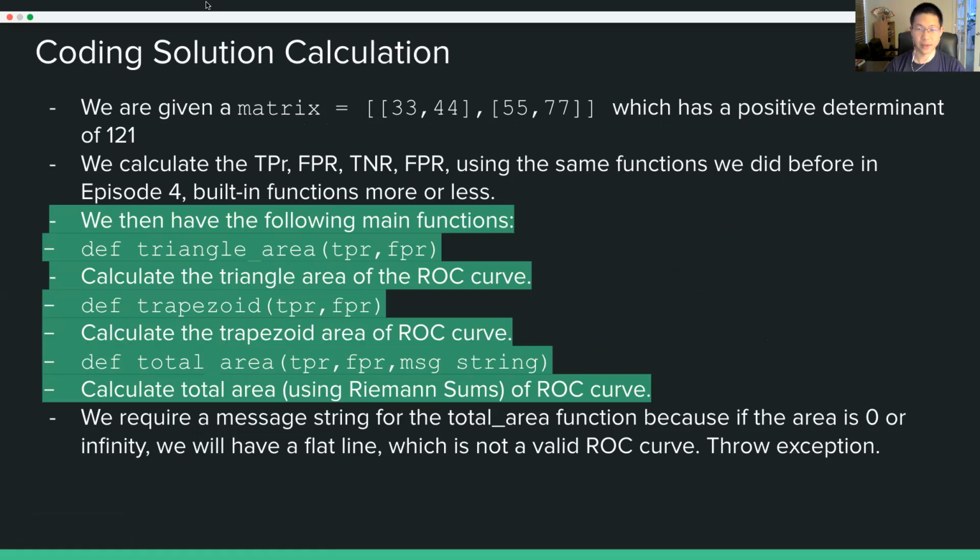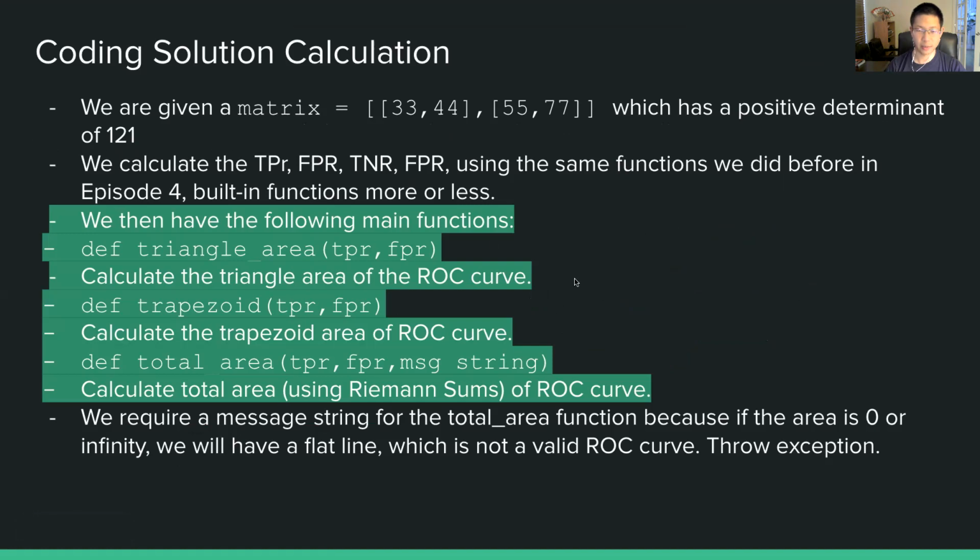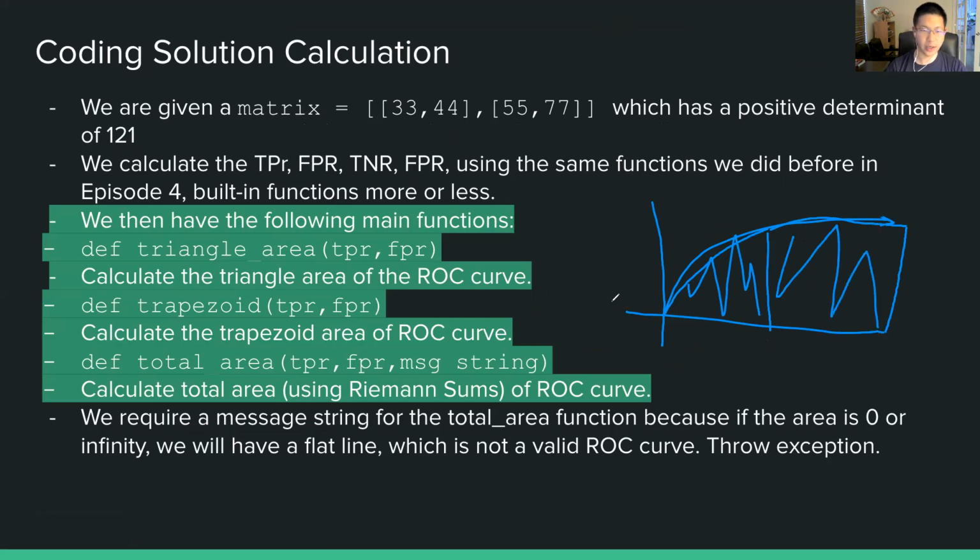We're going to first have the triangle area, the triangle part of the ROC curve. Just as a quick sketch again, so I can show you what I'm talking about: let's say you have this ROC curve somewhere like this. You have a triangular area here you want to calculate. You have a trapezoid area here you want to calculate as well. And then the entire total area is what you want to calculate in the end.